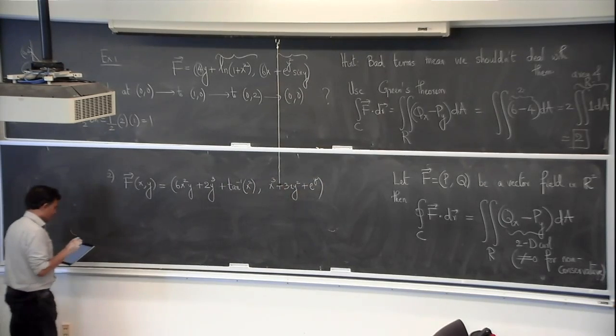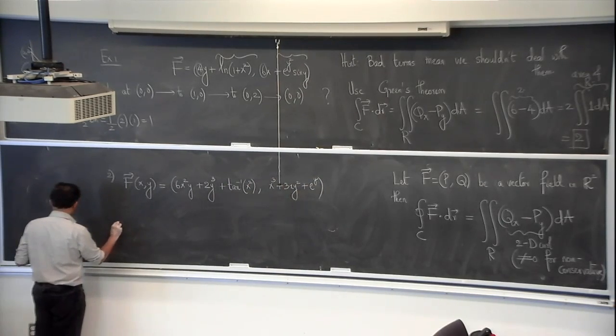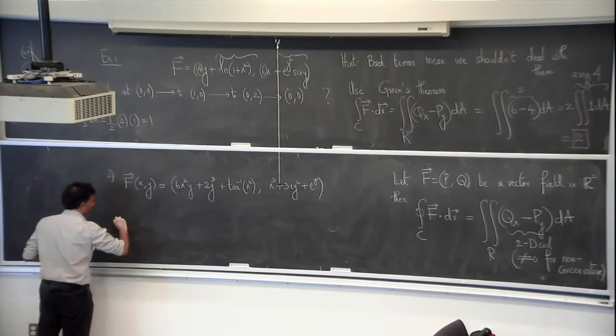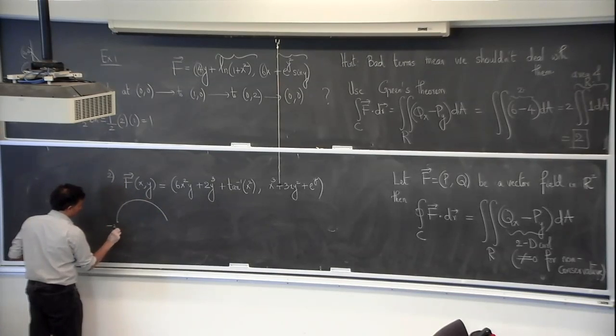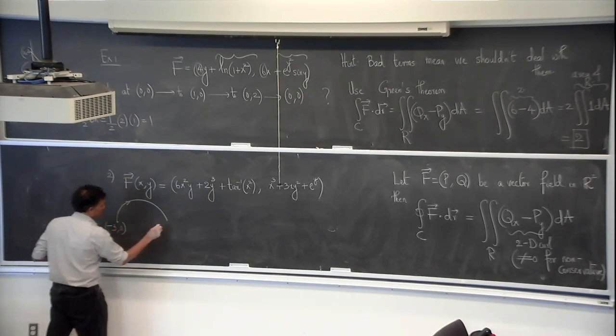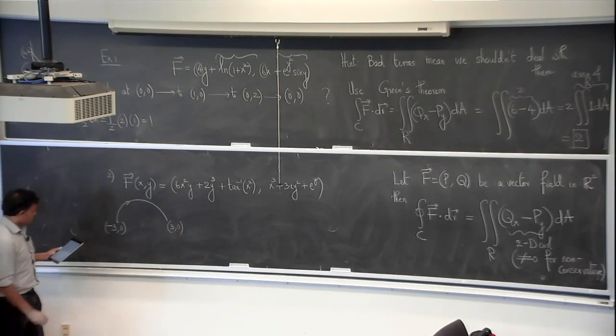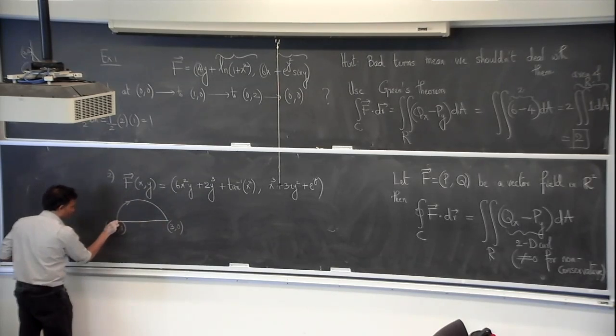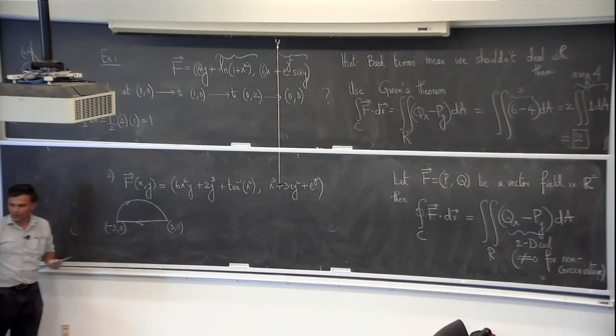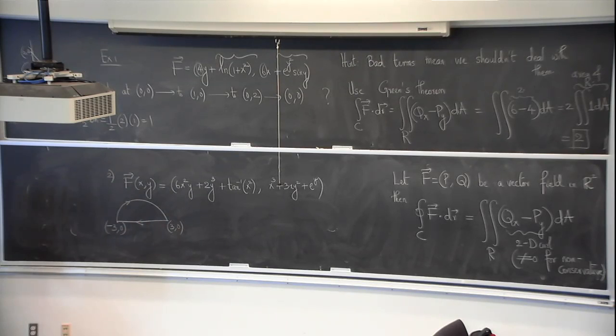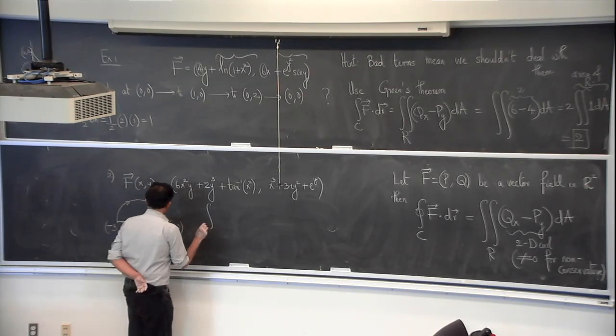And consider the curve which starts at the point -3, 0 and goes clockwise along the circle of radius 3 centered at the origin. So clockwise, like this. It starts at -3, 0 and goes clockwise to the point 3, 0. And then it goes along this line back to the point -3, 0, thus completing the loop. Find the integral along C. C is this entire curve.